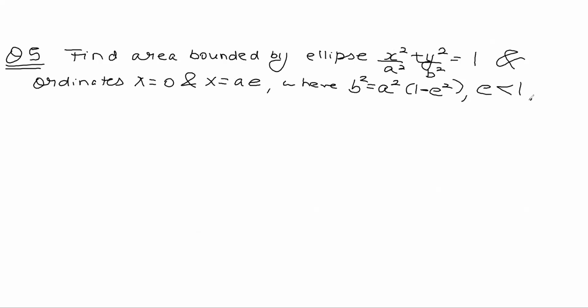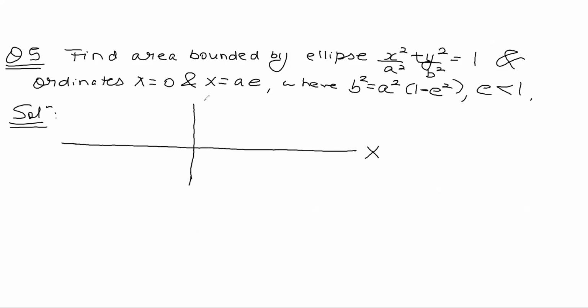Okay, so clearly guys, you can see that it's the equation of the ellipse. So if I draw a figure, we can first draw a figure for the ellipse and see how it looks like. X-axis, y-axis. This is my ellipse. Okay, and now x equal to 0 means the y-axis only, and x equal to ae.